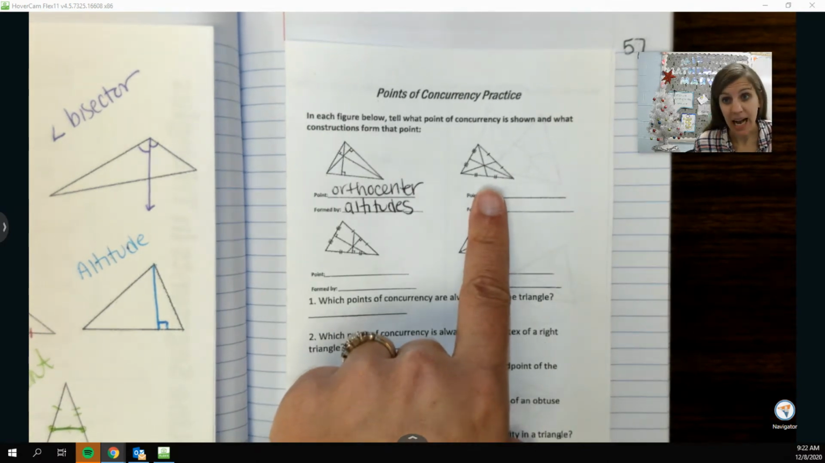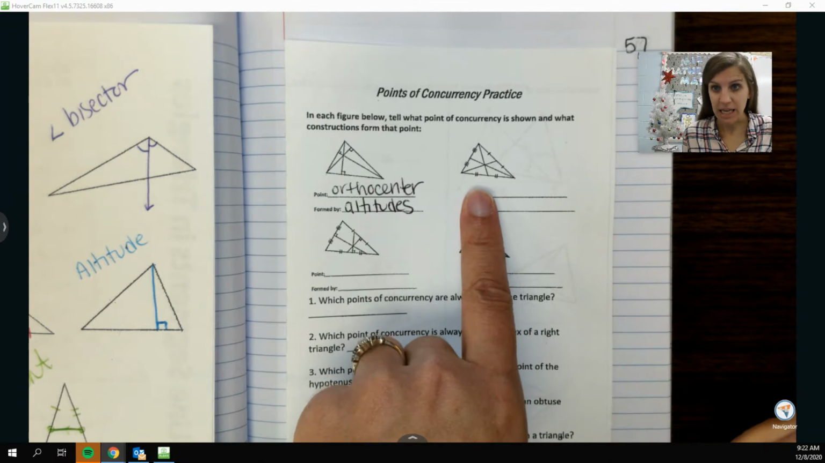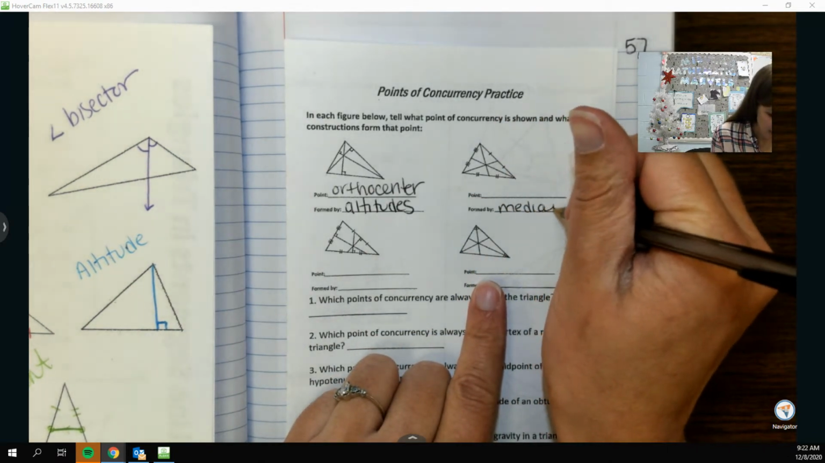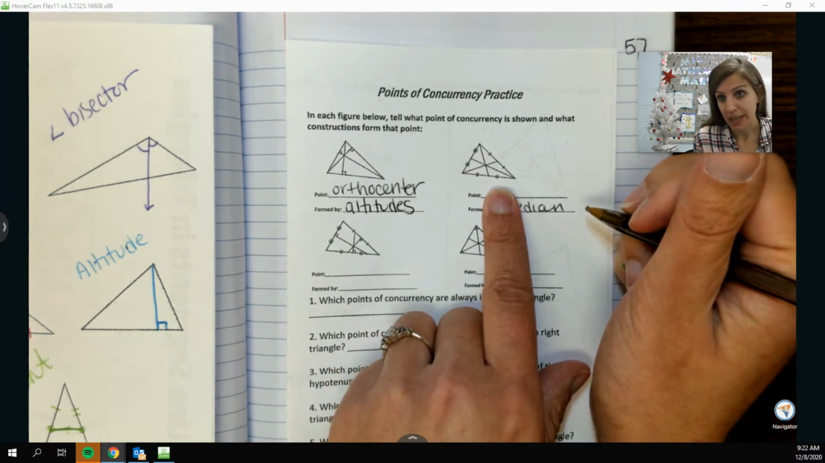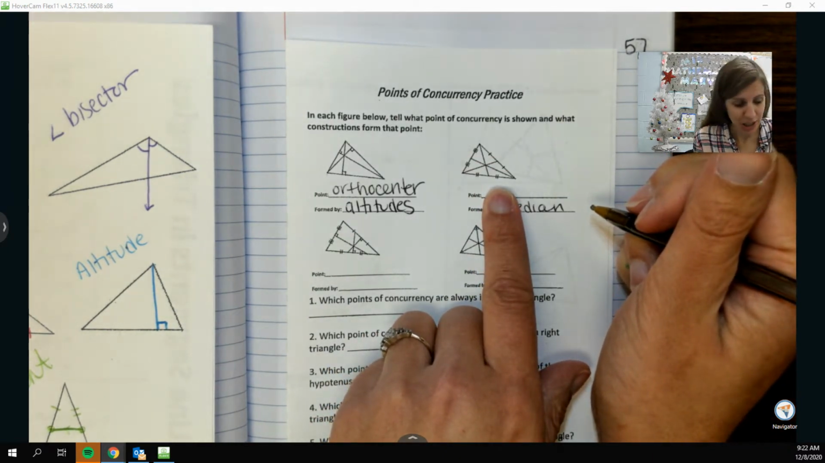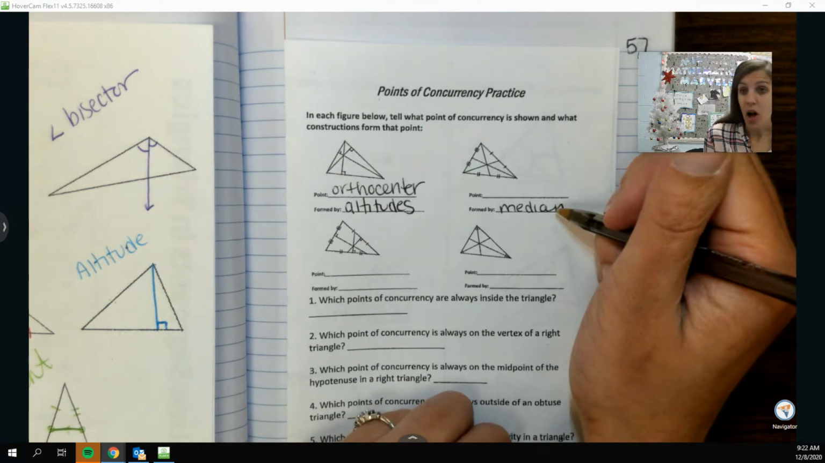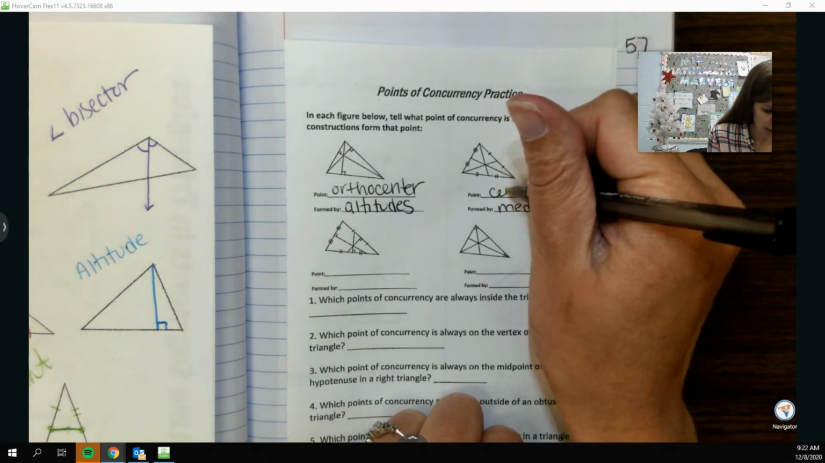Now on this one here, I notice that the lines that are drawn are all medians, and I can tell that they are medians because it is a middle connected to an angle opposite. It's not perpendicular, so it's not a perpendicular bisector, and the angle wasn't cut in half, so it's not an angle bisector. When all the medians intersect each other, they form the point called the centroid.